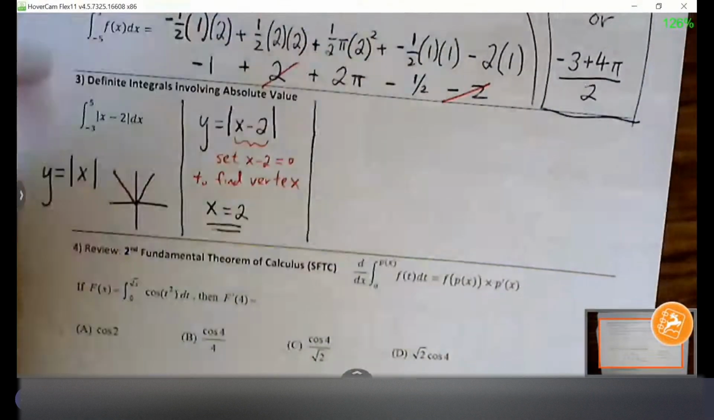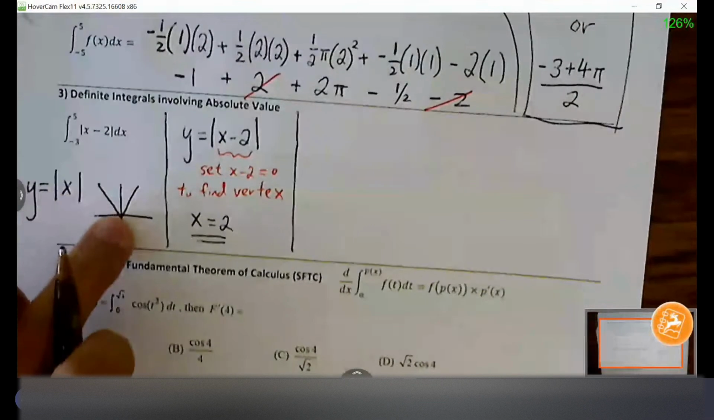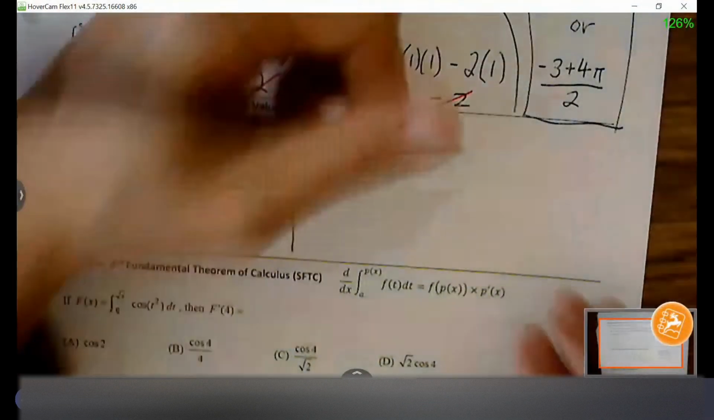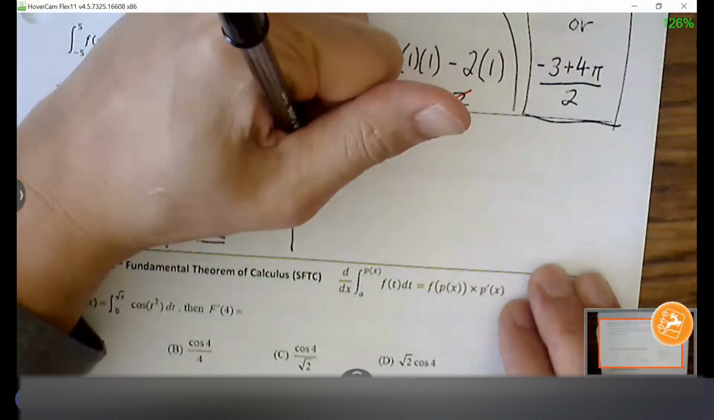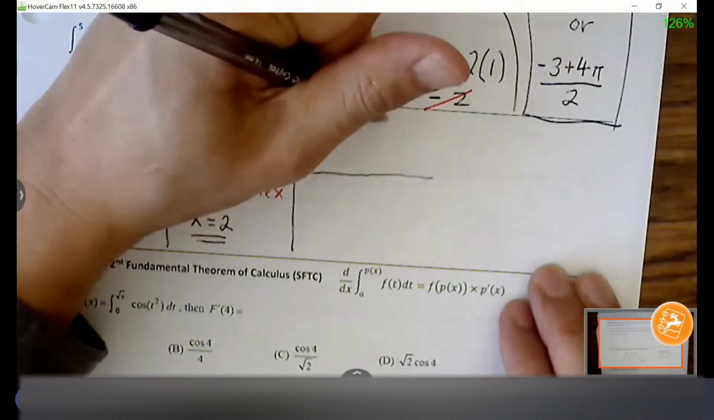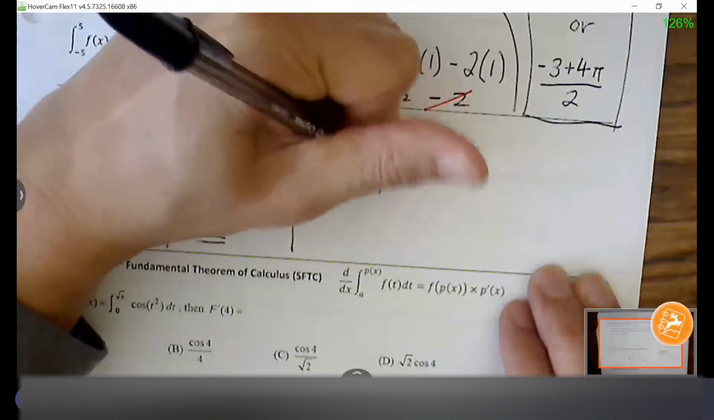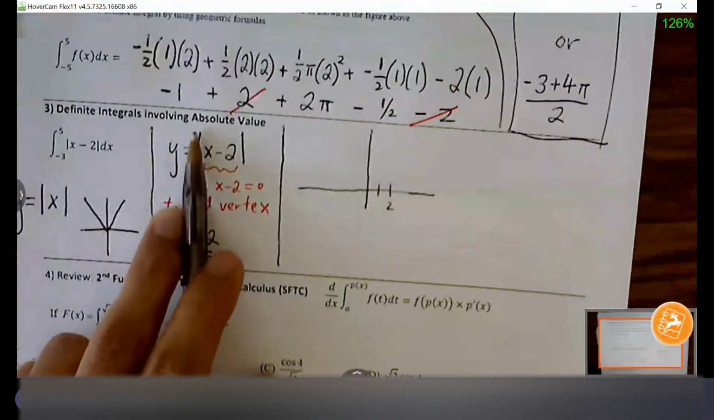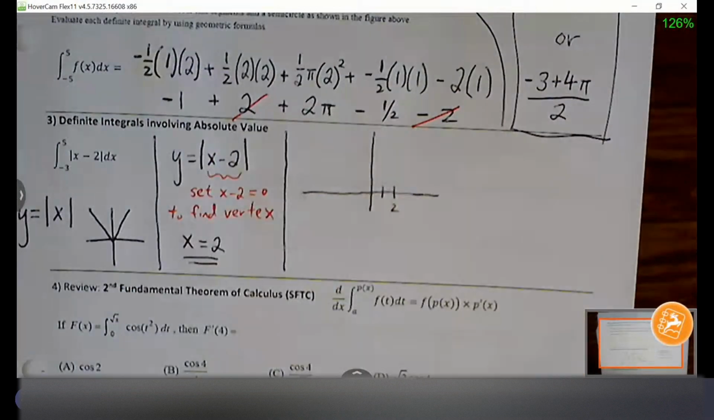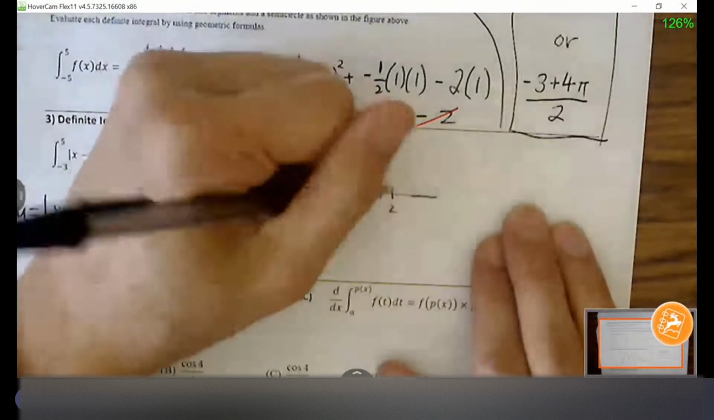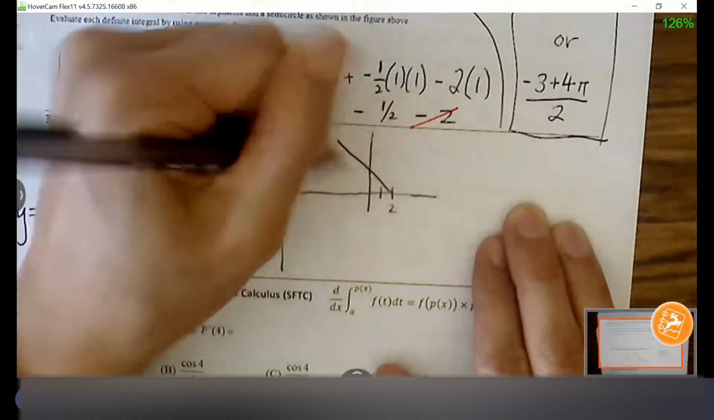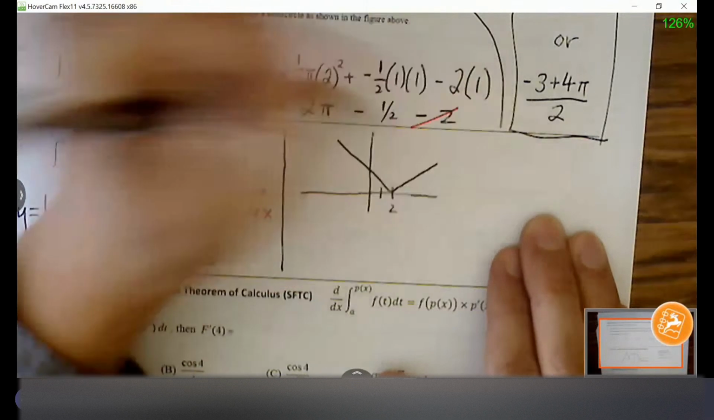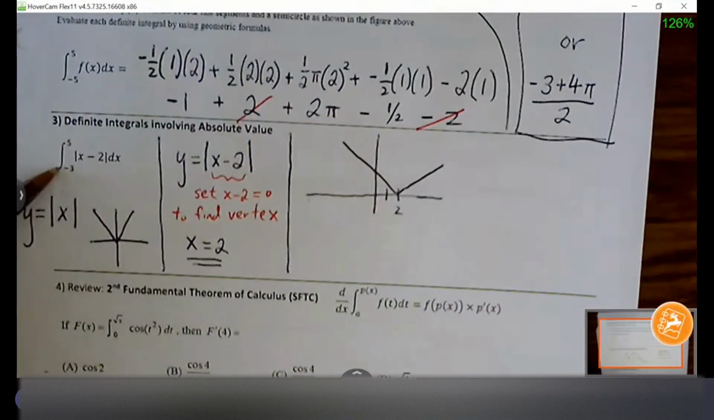Okay, so we're going to sketch out our graph. It's basically just going to take that vertex and shift it over to an x value of 2. We know the graph is right side up because there's no negative sign outside the absolute value. So I'm going to start from 2 and extend the graph into a V shape. The question is, how far do we extend it? We're going to extend it as far as our bounds take us. So we're going to extend as far left as -3, and we'll extend as far right as +5.